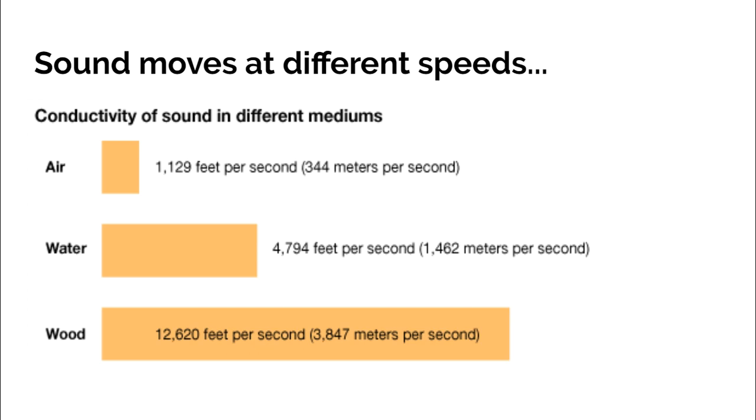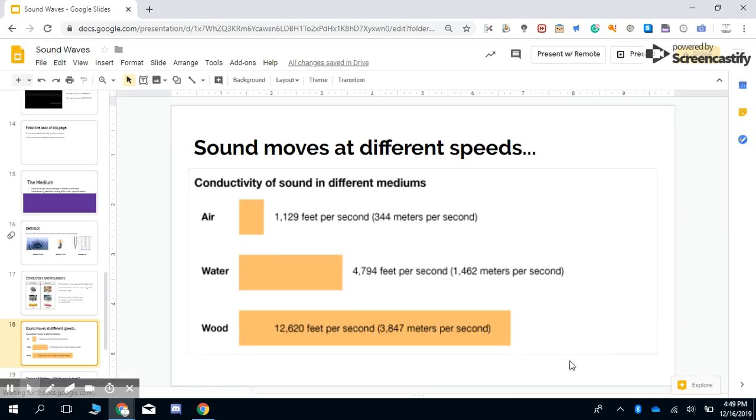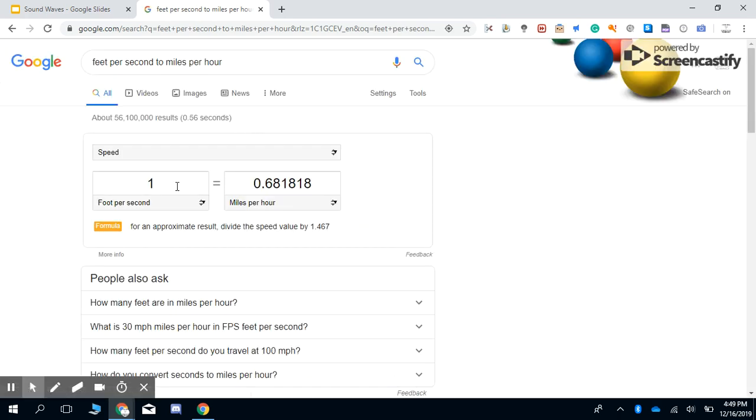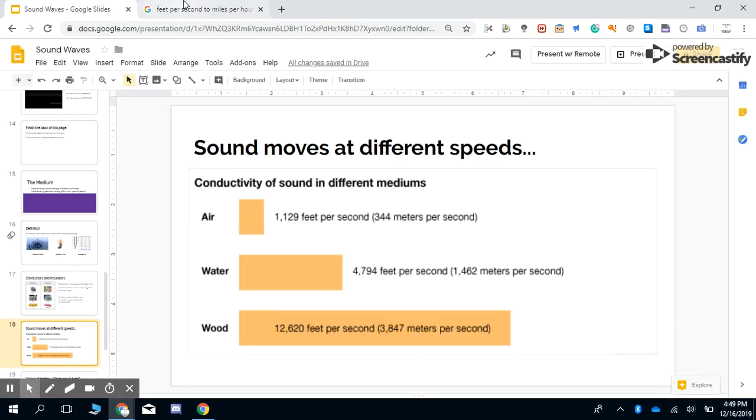Now, if you ever get to this and you're like, what does all this mean? You could go to Google and look up the change between feet per second and miles per hour. So let's take a look at it.